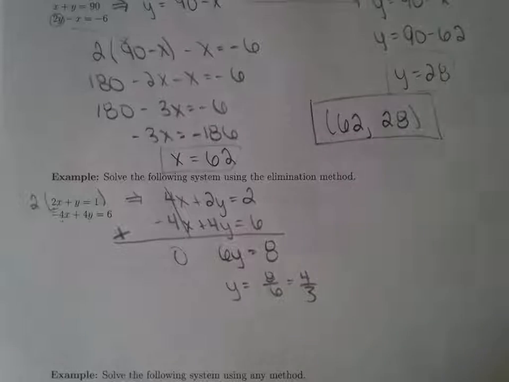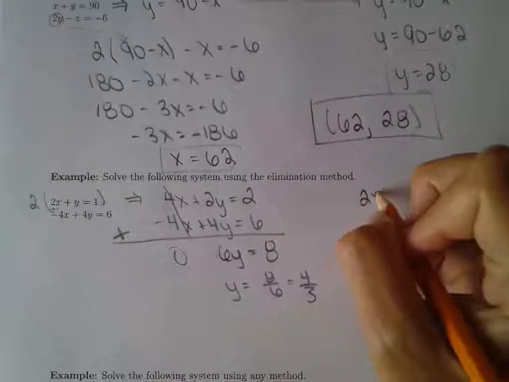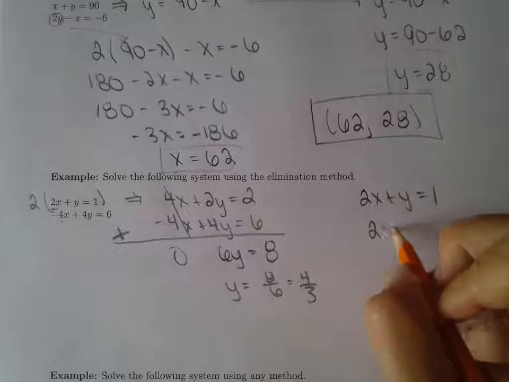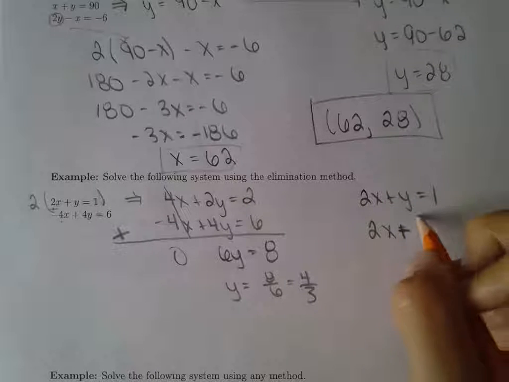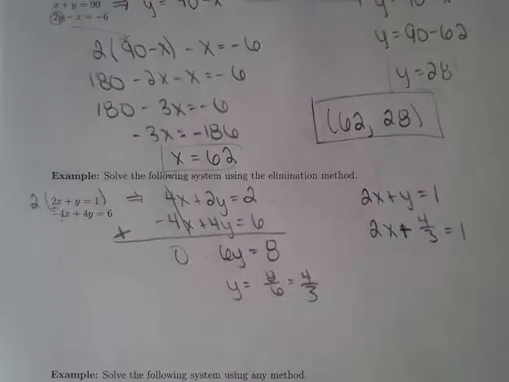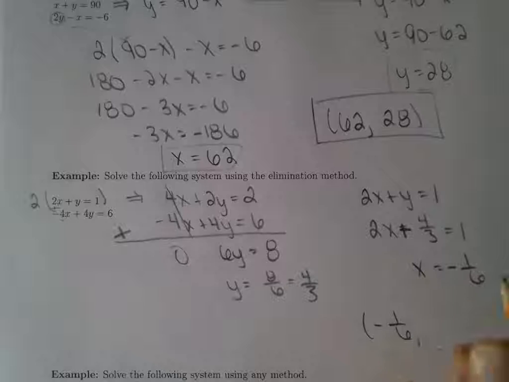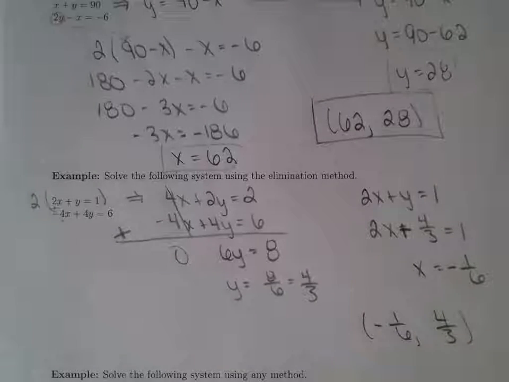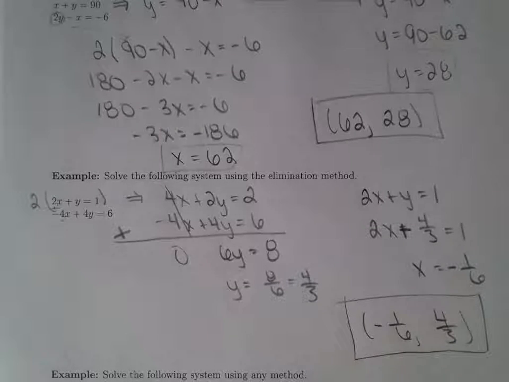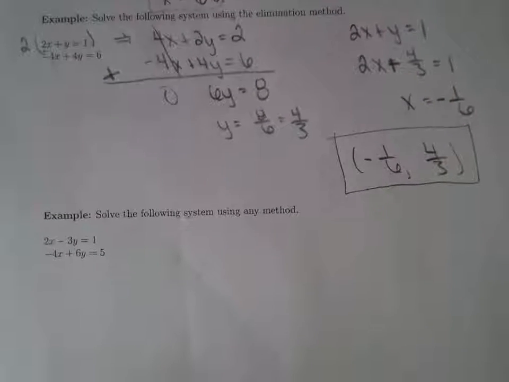Now we need to find our x. I'm just going to plug it back into this equation. So we have 2x plus y equals 1. I'm plugging in the y: 2x plus 4/3 equals 1. You can go ahead and solve through, I believe it is negative 1/6. So go ahead and check that. I have the solution. Let me just quickly check that in my calculator. Yeah, that's correct. Okay, so there's our solution. Again, this is my favorite way. I'm going to do the rest of them like this, but you can use any of them.